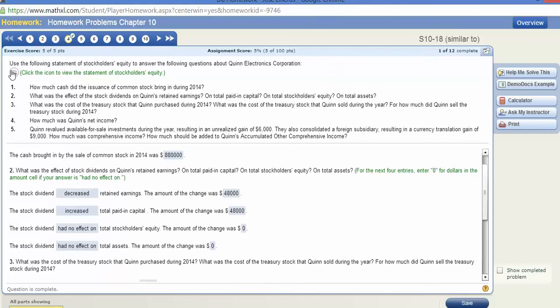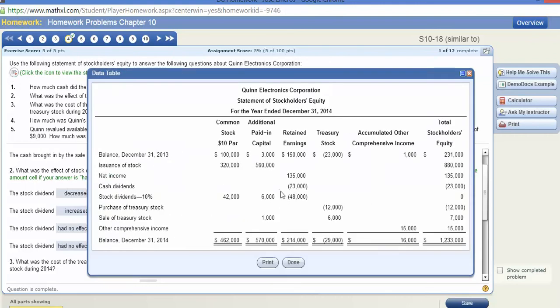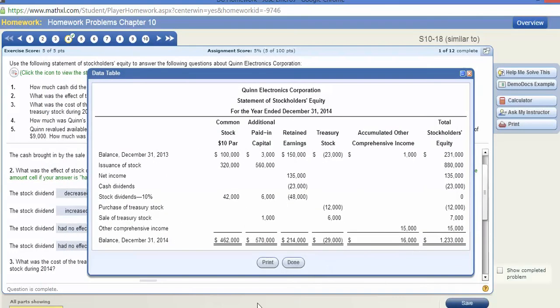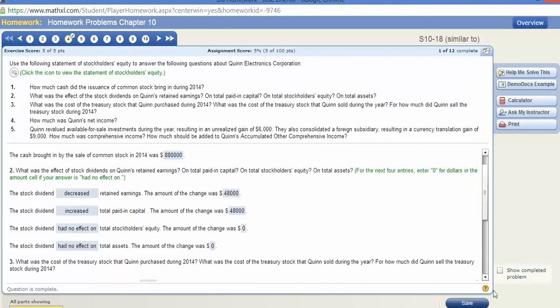Try to stay away from trying to figure out, ooh, it's a negative, ooh, it's a positive. Try to stay away from that. Orient yourself towards making the entry on a piece of scratch paper, and you should do fairly well on this type of problem. I hope this was helpful.